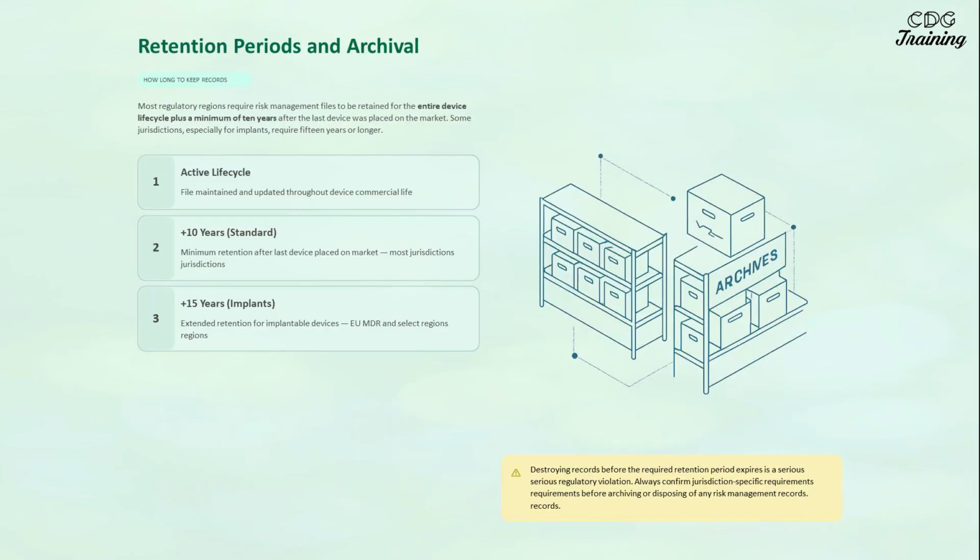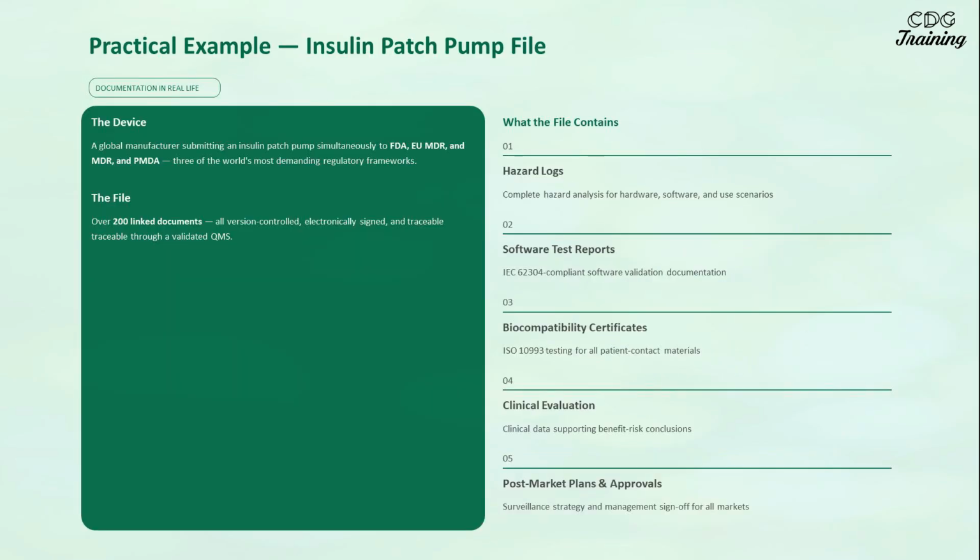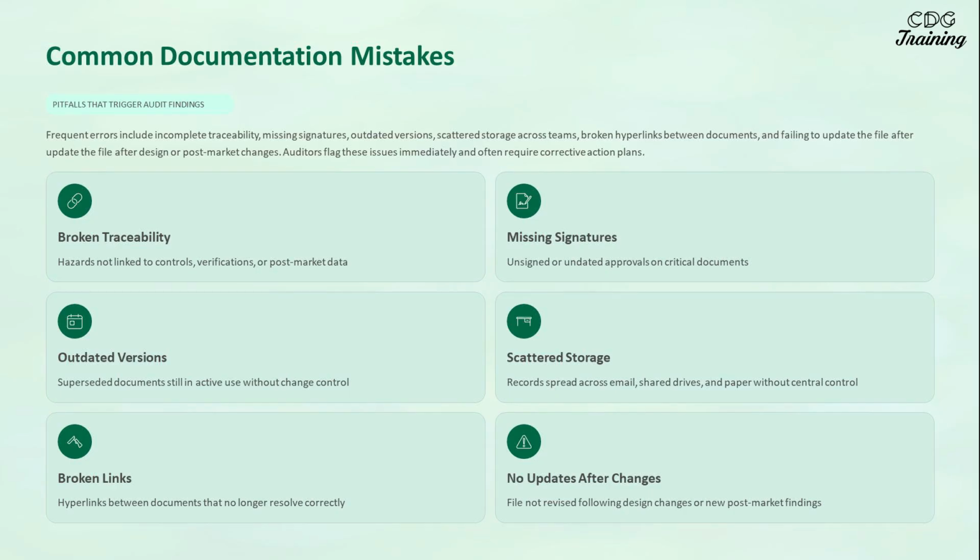Regulatory requirements dictate that risk management files be retained for the device's entire lifecycle. Proper retention ensures compliance and readiness for audits, even years after a device is no longer active. A real-world example of an insulin patch pump file shows how over 200 linked documents are organized and controlled, demonstrating compliance with global regulatory frameworks. Common pitfalls include broken traceability, missing signatures, and outdated versions. Avoiding these mistakes is crucial for maintaining a compliant and audit-ready risk management file.